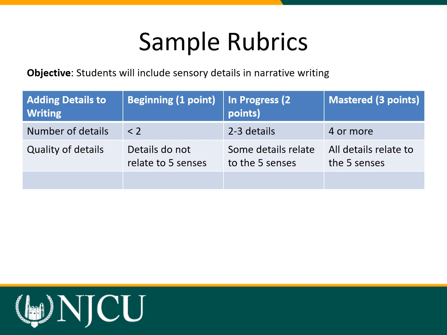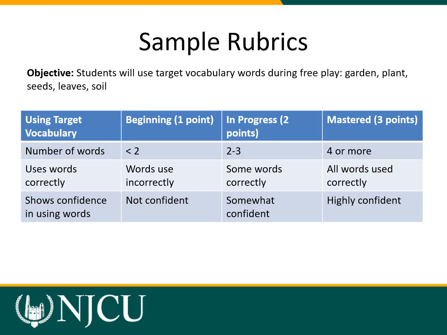Kids could do really well on the number of details, but poorly on the quality. Or they could do really well on the quality, but not as well on the number of details. So we have to separate them out and give a score for each of those criteria.